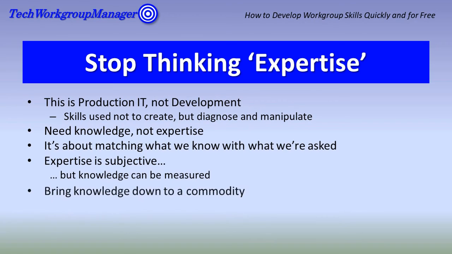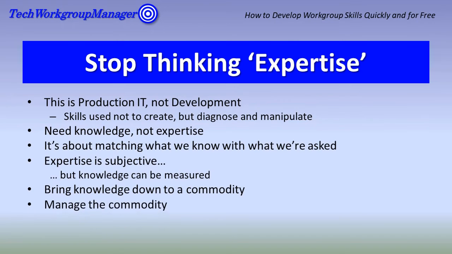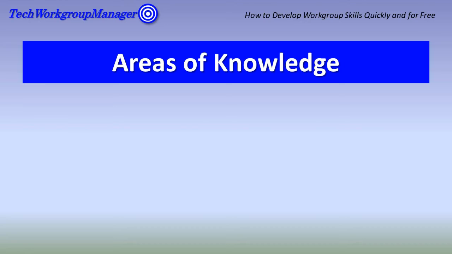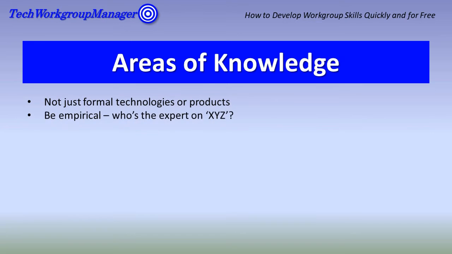If we can bring knowledge down to a commodity, we can then manage that commodity and put the right amount of knowledge in place exactly where we need it. When we're trying to arrive at this idea of the right knowledge in the right place at the right time, we need to think more generally about what we mean by knowledge. It's not just about formal technologies or products. We need to be more empirical than that.